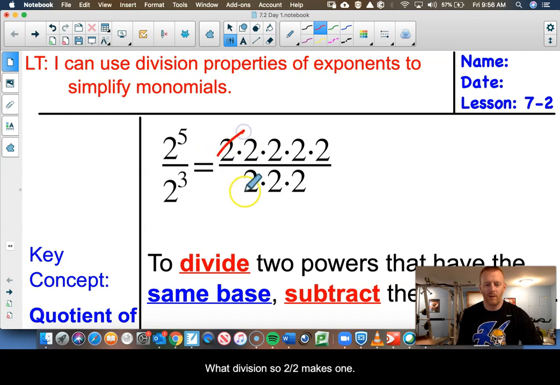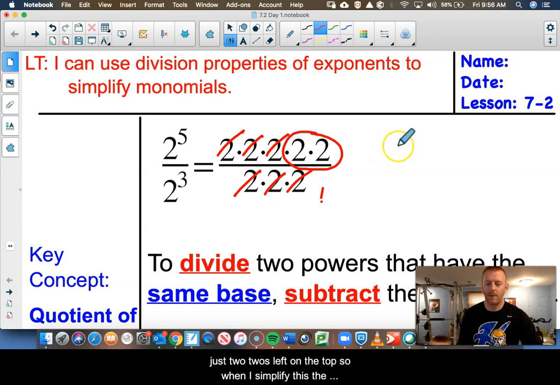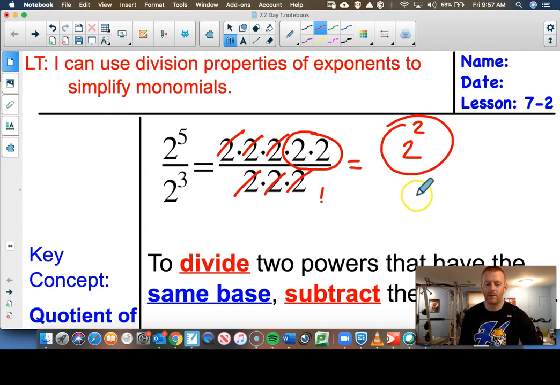So 2 divided by 2 makes 1. 2 divided by 2 makes 1. 2 divided by 2 makes 1. Now there are no longer more 2's on both the top and the bottom for me to divide out to simplify things. So this is where we're just done. You'll notice that there's just 2 2's left on the top. So when I simplify this, the answer becomes 2 to the 2nd power on top. All 3 of those have been canceled out. So it's just this for an answer.